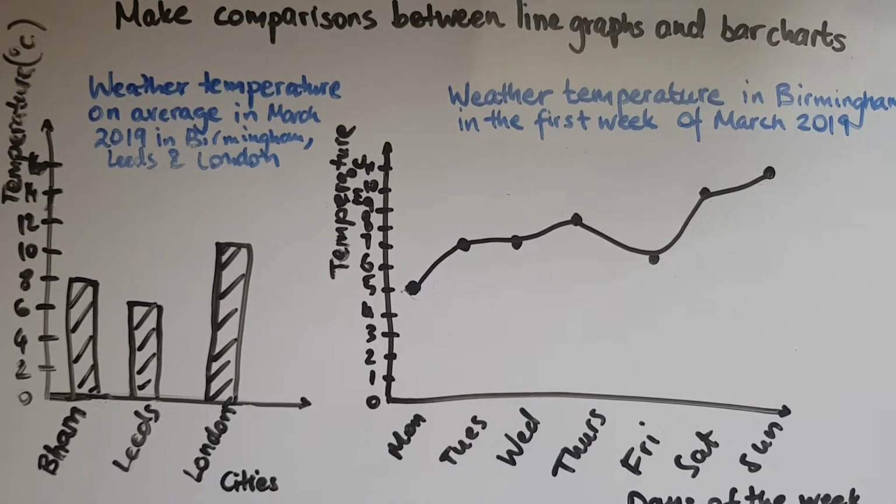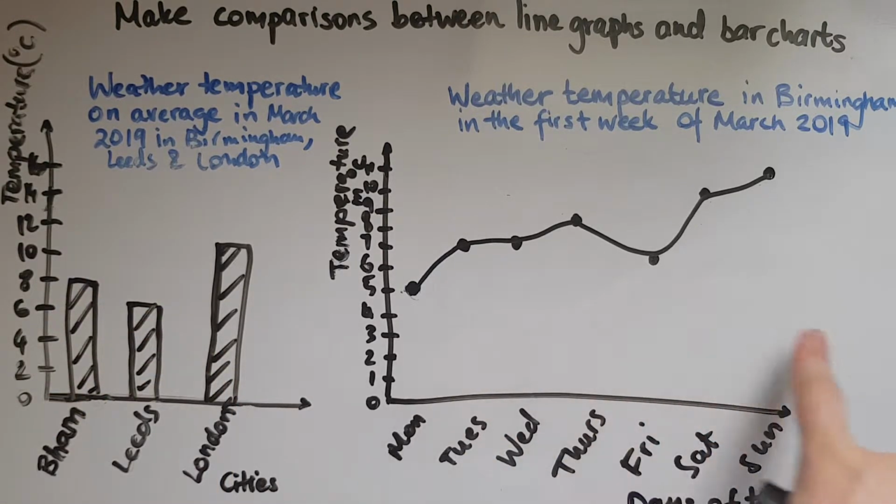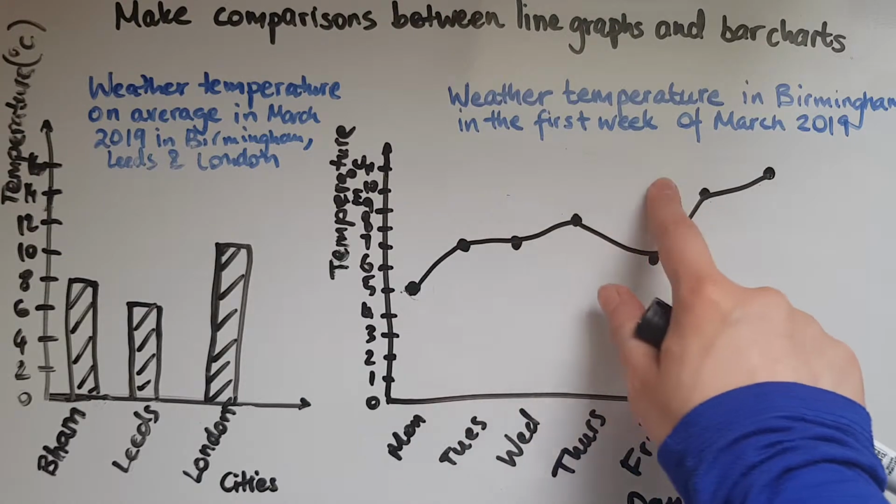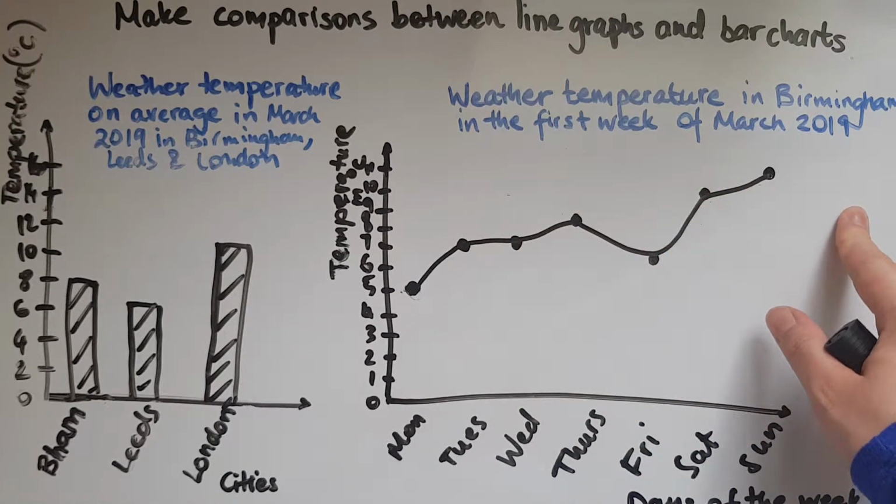In this video, we'll make comparisons between line graphs and bar charts. This is a bar chart and this is a line graph. In the line graph, we've shown weather temperature in Birmingham in the first week of March 2019.